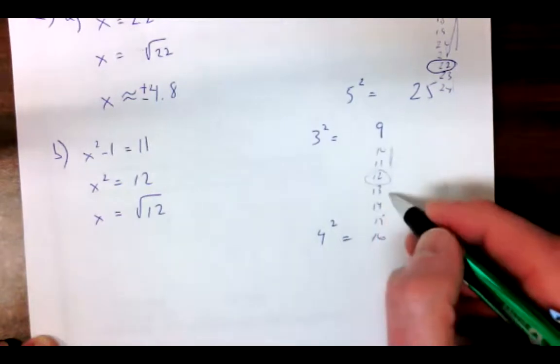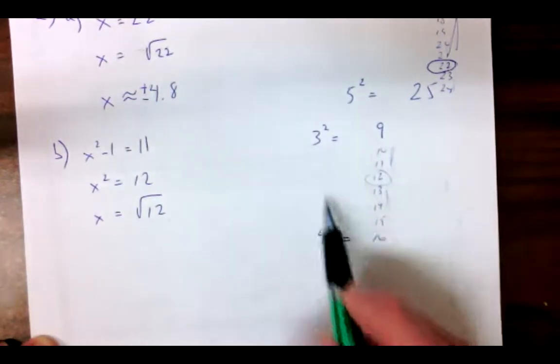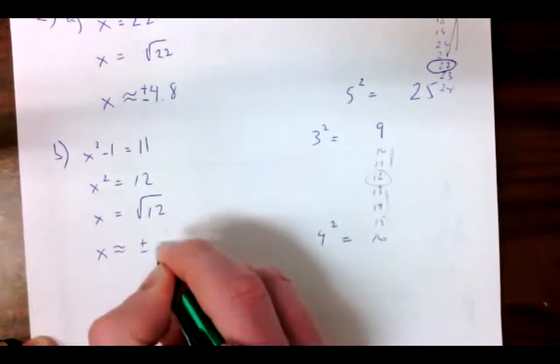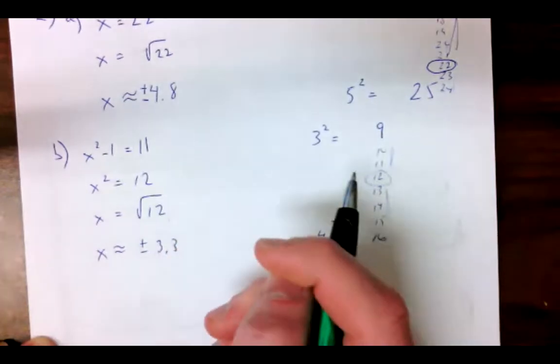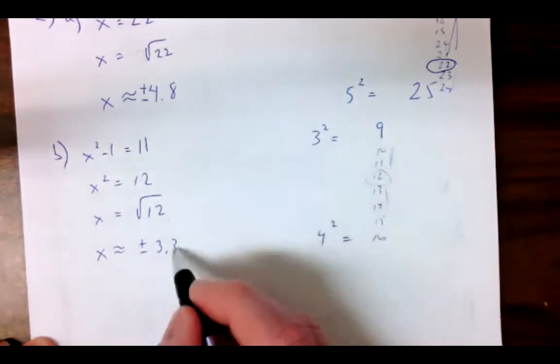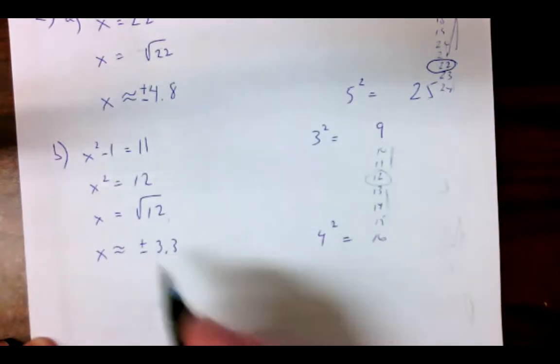It's 2 from the 3 and 3 from the 4. So it's just a little on the other side of 3.5. So I'm going to say 3.3. X is about plus or minus 3.3. What's the textbook say? 3.46. Okay, so I went a little bit low. The textbook would have rounded up to 3.5. I'm within 0.2.